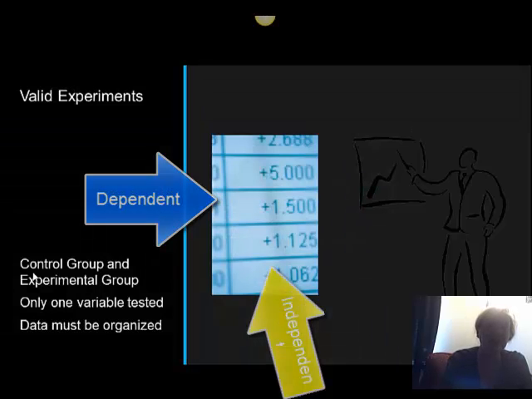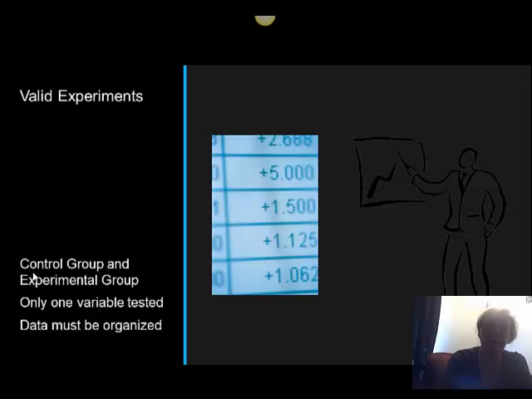Valid experiments have to have a control group and an experimental group. Your control group is the group that you're going to do absolutely nothing to. Your experimental group is your group, obviously, that has the test occurring. If you think of medicines and that type of thing, your control group is usually the one that gets the placebo. In other words, the one that gets the water pill. Again, only one variable is going to be tested and your data has to be organized.